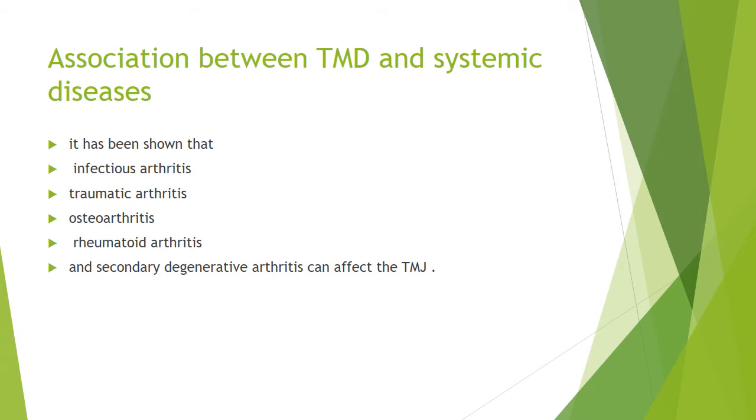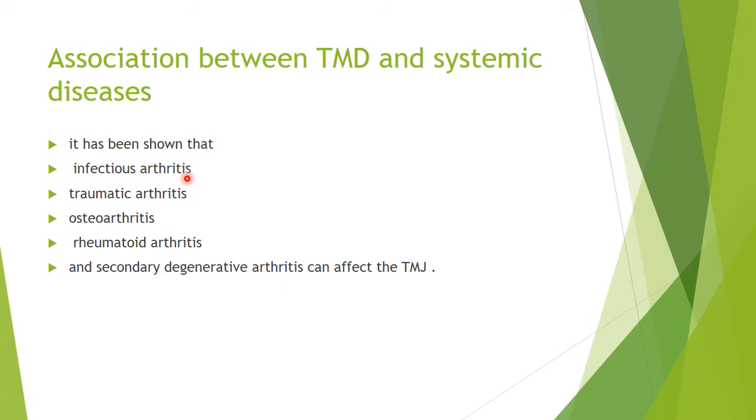Again, investigating the systemic disease is important in order to evaluate the patient. These are the most common systemic diseases which influence the temporomandibular joint: infection, arthritis, rheumatic arthritis, osteoarthritis, rheumatoid arthritis, and sometimes secondary degenerative arthritis can affect the temporomandibular joint also. Then, what I'm going to say is that there is no one cause of temporomandibular joint disorders, and they are multifactorial. Some may relate to the local effect, some to the systemic, and some to the psychological.